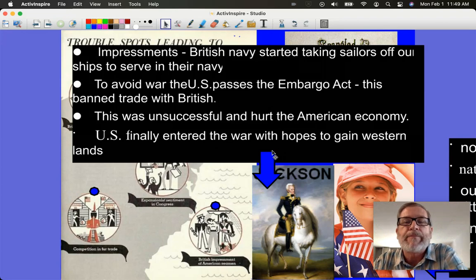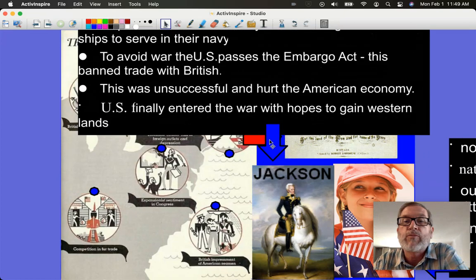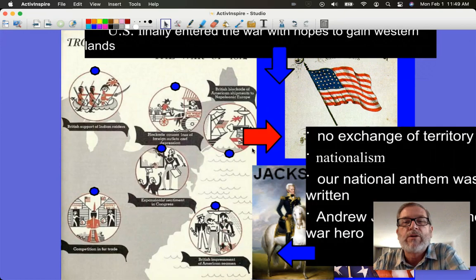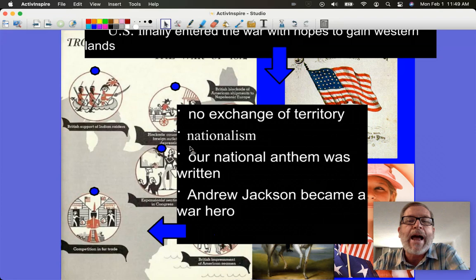And once we did that, we hoped to do two things. Number one, to get them to stop impressing our sailors, but also we would gain some Western lands that the British were controlling in North America, primarily those lands around the Great Lakes in what we call Canada today, right? So ultimately, what happens with the War of 1812? Well, it lasts about until 1815. So it's about a 3-year long conflict. And in the end, we end up signing a peace treaty with them. There's no real exchange of territory. We really don't gain any territory from them, and we don't lose anything from them.